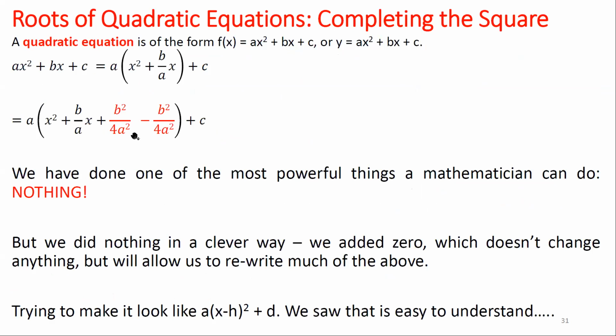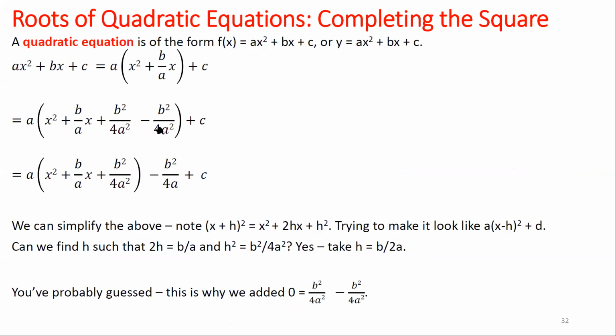Could we add and subtract anything we want? Yeah, as long as they're the same, sure. But only one choice will be useful. And this is going to be a useful choice. And we'll see in a moment why. And the reason is we want to make it look like a x minus h squared plus some number d. And so now what we're going to do is we're going to keep these 3 terms together, and we're going to move the minus b squared over 4a squared out.